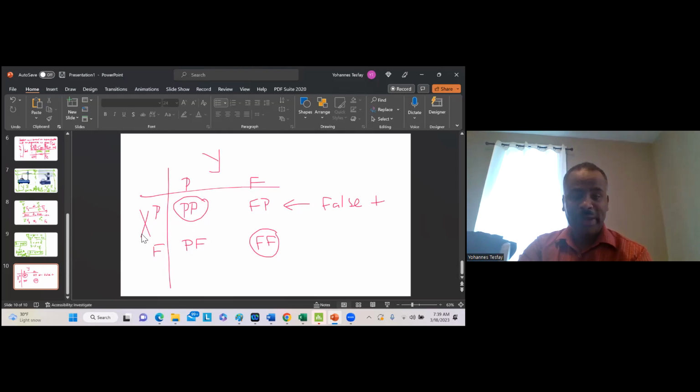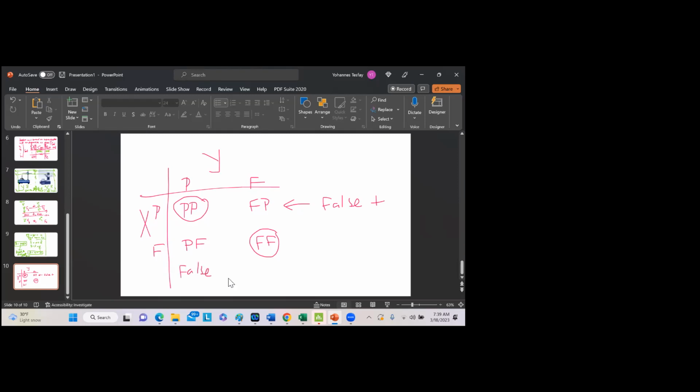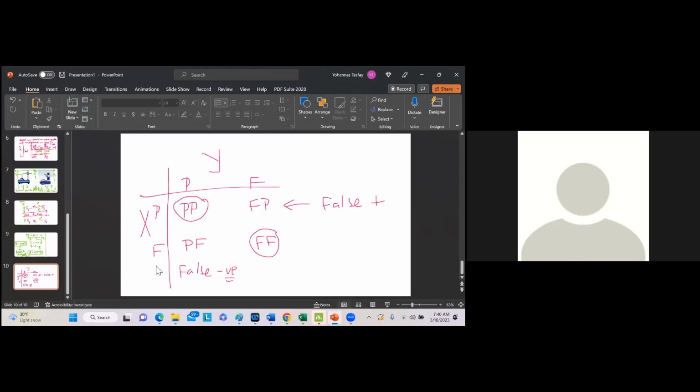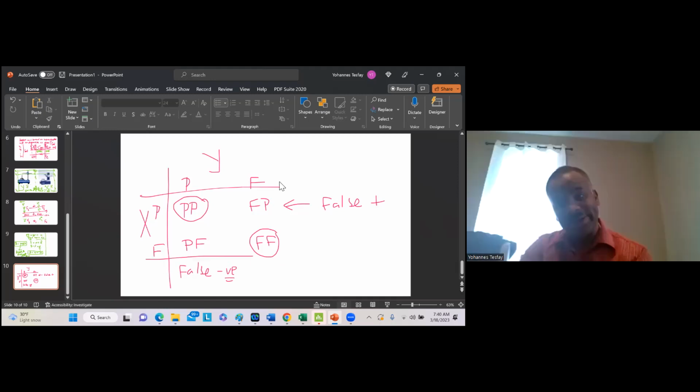And this one, x said fail, but what had y said? It had said pass. So this one is a false negative. You see, just like that. Okay, just like that. So from here we're going to define everything.